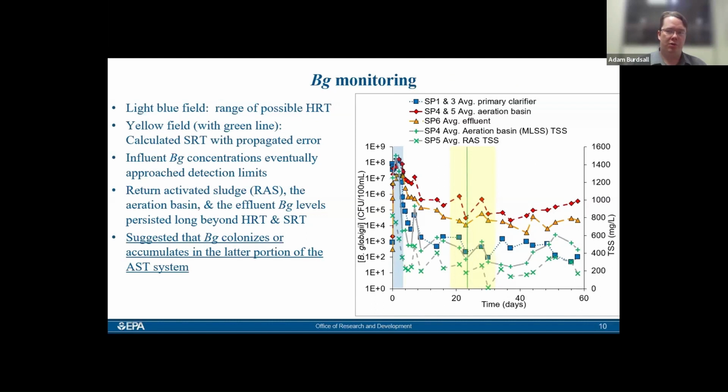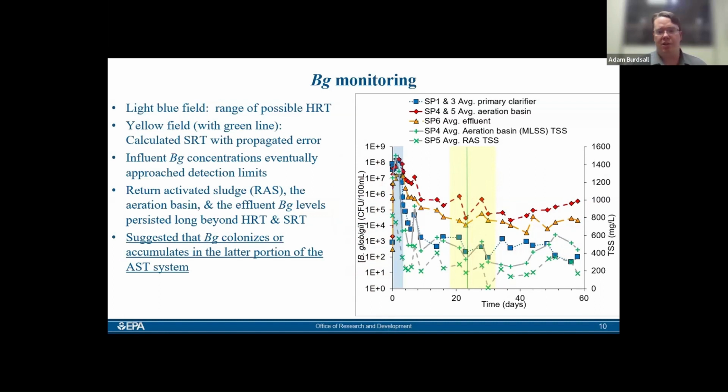Bacillus globigii spores had the most interesting behavior. So let me break down this figure because there's a lot here to take in. First thing, the concentration of viable colony-forming units per 100 milliliters of sample are located on the left y-axis here in scientific notation. So you have 10, 100, 1,000, etc. This axis pertains to the blue, orange, and red series.